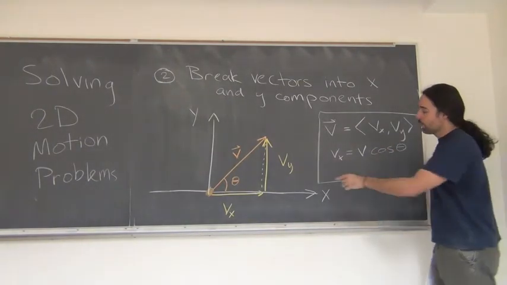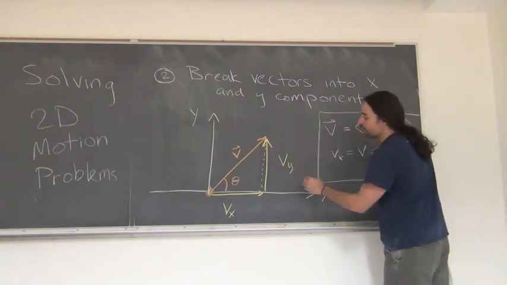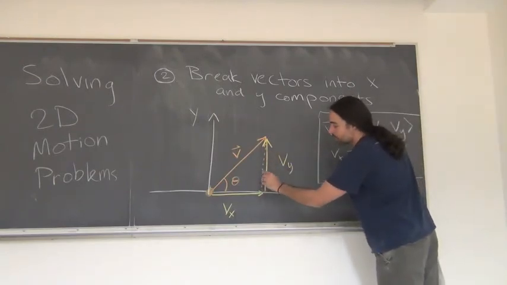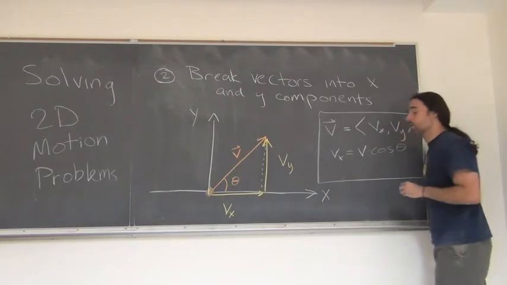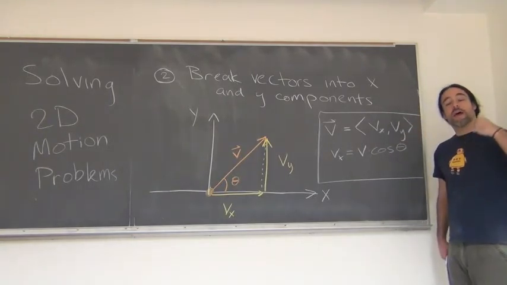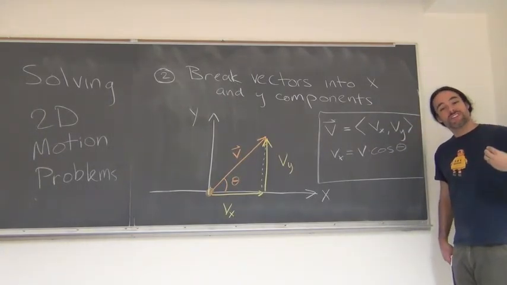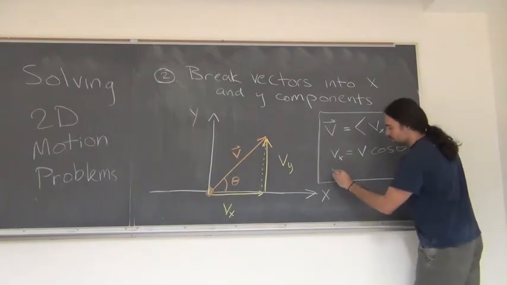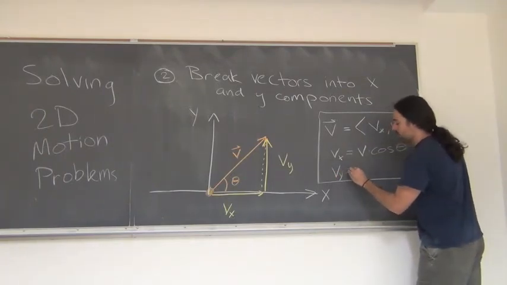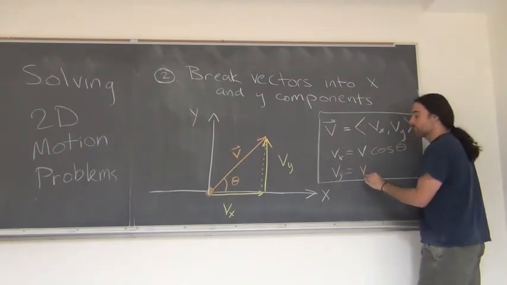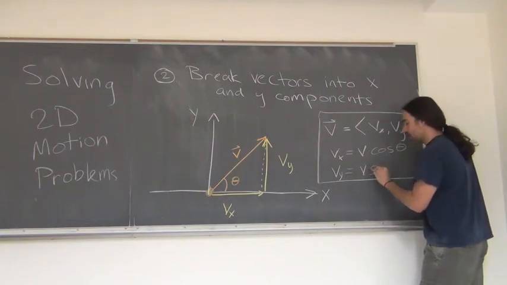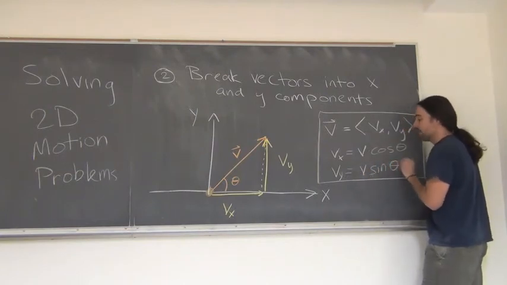Similarly, vy is the opposite side of that angle. So by SOHCAHTOA, that would be the SOH part, which would be sine. So that would be vy equals the magnitude of the velocity times the sine of the angle.